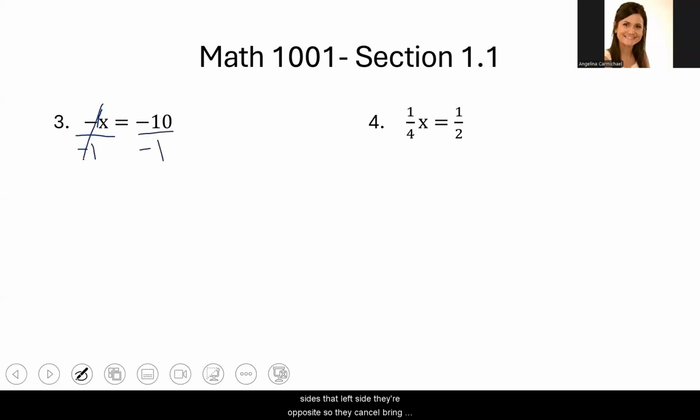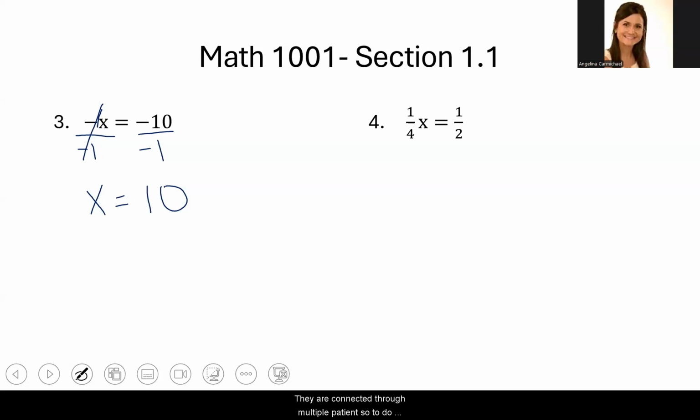On the left side, they're opposites, so they cancel. Bring down your x and equal. Negative 10 divided by negative 1. Two negatives make a positive 10. x equals 10. So for number 4, there's a 1/4 in front of x.